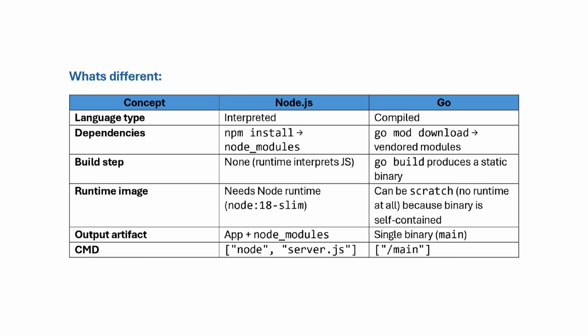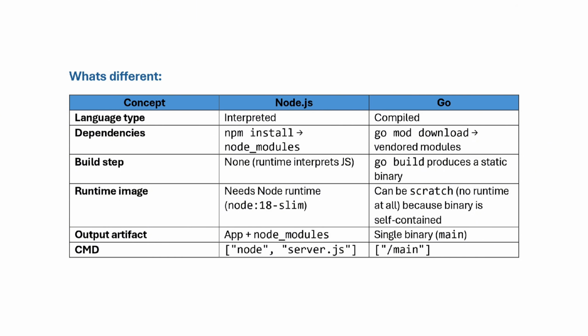So what's different between the Node.js and Go language Dockerfiles? The concept. Language type: Node.js is interpreted whereas Go is compiled. Dependencies: in Node.js, npm install gives node_modules, whereas in Go it is go mod download for vendor modules. Build step: in Node.js it is none, the runtime interprets JavaScript. In Go, go build produces a static binary. Runtime image: in Node.js it needs the Node runtime, that is node 18 slim. In Go, it can be scratch, or no runtime at all, because the binary is self-contained.